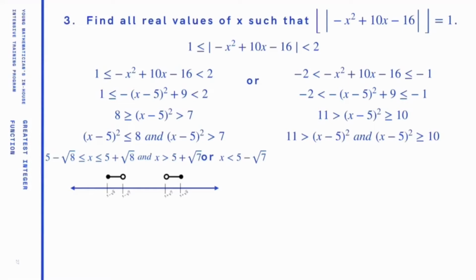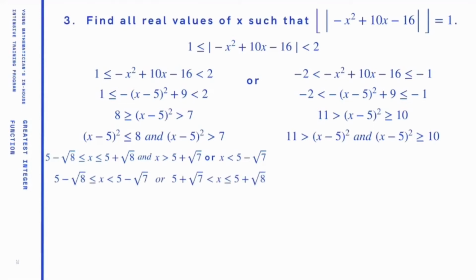Now rewriting this as an inequality, x is greater than or equal to 5 minus square root of 8 but less than 5 minus square root of 7, or x is greater than 5 plus square root of 7 but less than or equal to 5 plus square root of 8. Now we do the same thing on the inequality to the right.